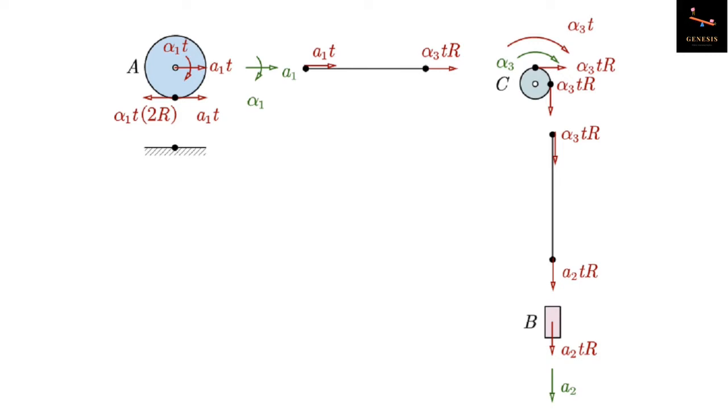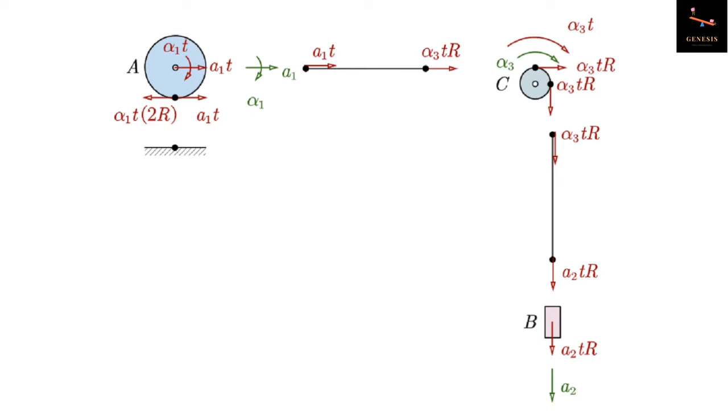Also, the portion of the string between A's center and the top of the pulley C is taut, and so is the portion of the string from pulley C to the block B. Now this figure shows the velocity of various points of interest. As the system is starting from rest, the velocities are just accelerations multiplied with time.